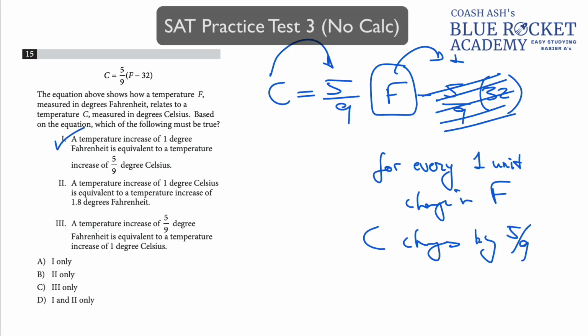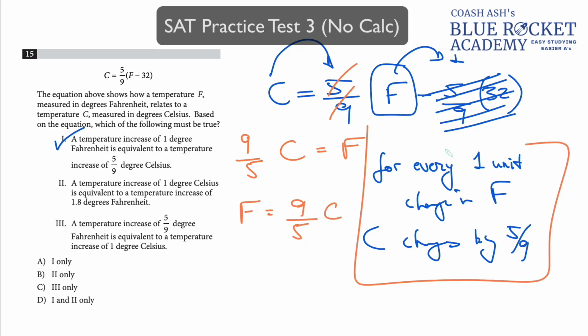But you can do one more thing. C is equal to 5/9 F. So how about we flip this? I'm going to put 9 on the top and 5 on the bottom, or I'm going to multiply by the reciprocal. So you get 9/5 C is equal to F. So I got rid of this and moved it to the other side. I'm going to rewrite this as F is equal to 9/5 C.